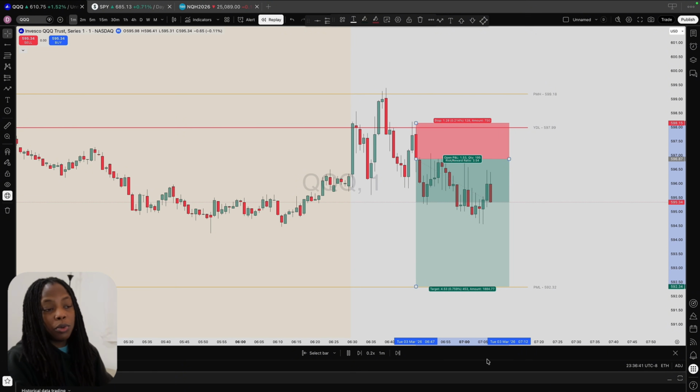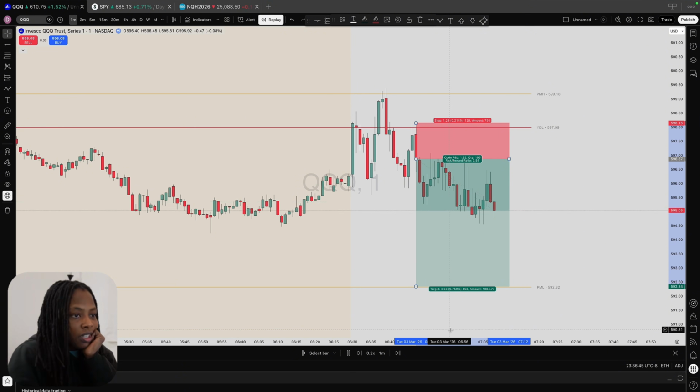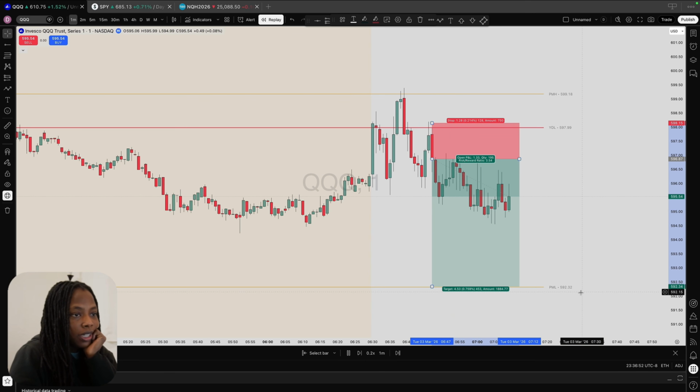Have to sit through a lot of chop with this trade, but we allow it to play out. So far, weak price action. I'm just going to speed it up and see what happens.